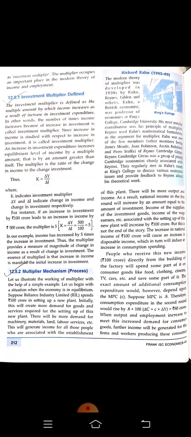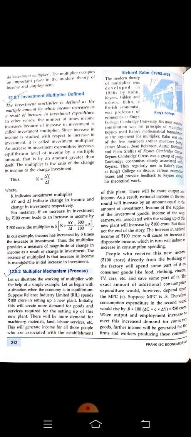Suppose we take Reliance Industries Limited, which spends rupees 100 crore in setting up a new plant, a new factory. Initially, this will create more demand for goods and services required for setting up the new factory. There will be more demand for machinery, materials, land, labor, services, electricity, etc. This will generate income for all those people who are associated with the establishment of this factory. There will be more output and income.